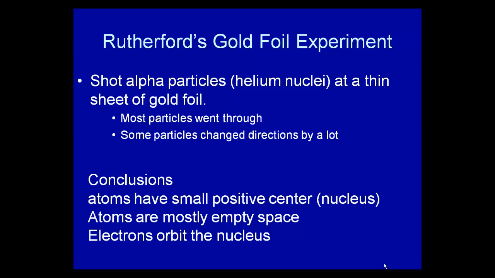It's actually two of his assistants that get more of the credit, because what he had was the gold foil set up, and on the other side of it he had a film so he could detect the alpha particles. Well, two of his assistants said, why don't you completely surround the alpha emitter with photographic film so you can see exactly what's happening.